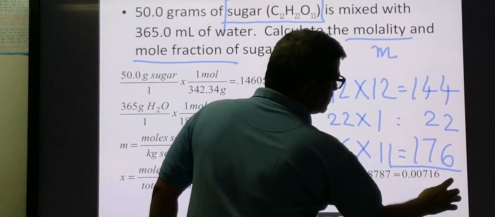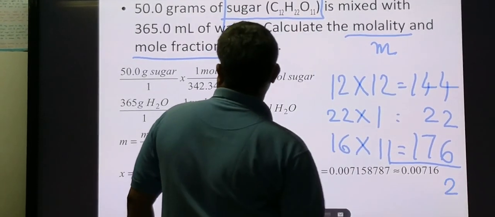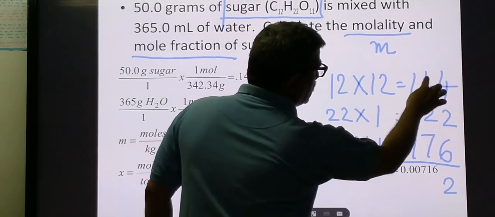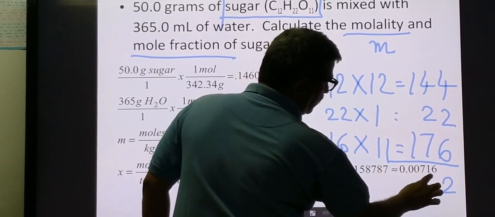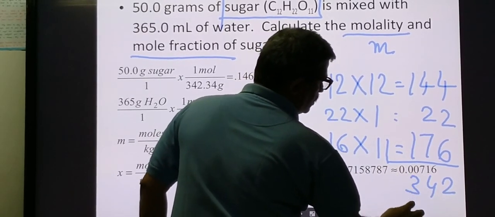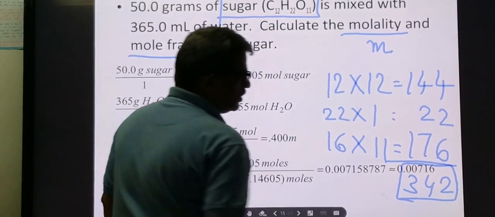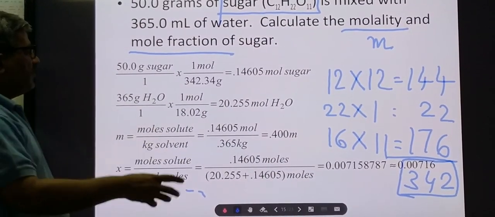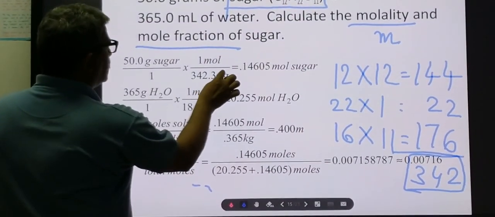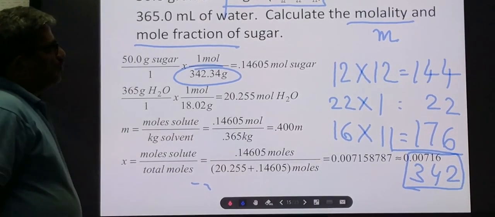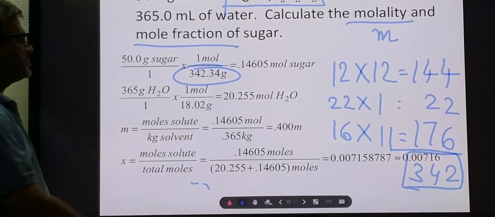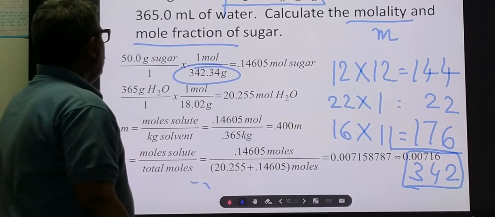Let us see. This 2, 7, 14, 4, 1, 3, 342. Okay? Yes. If you also take the decimal values, they have taken those, that is why they are getting it as 342.34 grams. What is this? It's the molecular weight. That's fine.